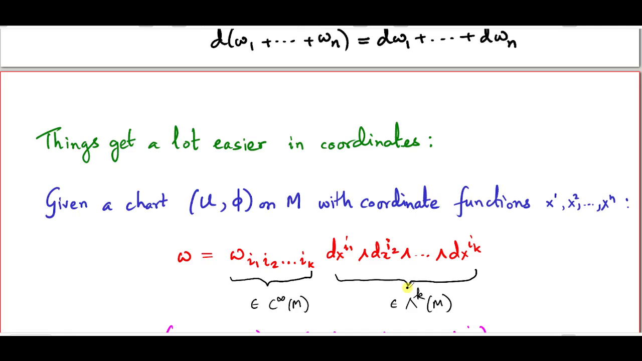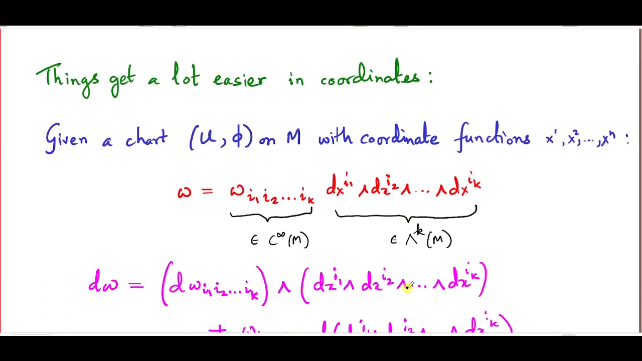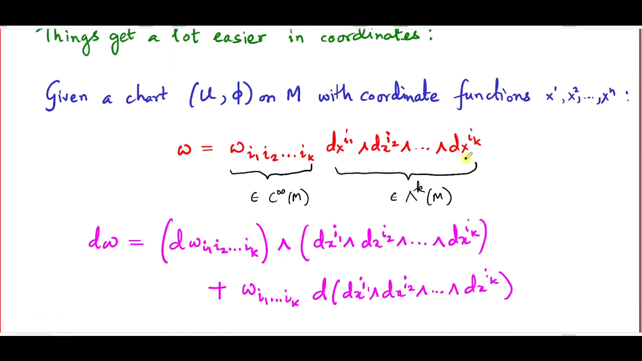And there I am going to use our formula d of f omega equals f d omega plus df wedge omega. So making use of that, it follows simply that this whole thing is going to split up into two terms, or rather two sums, because each of these are of course summed up over I1 through Ik. And following our formula, we get d of omega is d omega I1 through Ik. Of course, this is d of a function, wedged with the rest of the k form, plus omega I1 through Ik d of this expression.